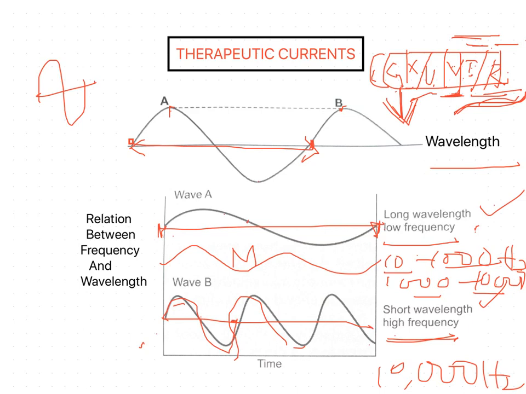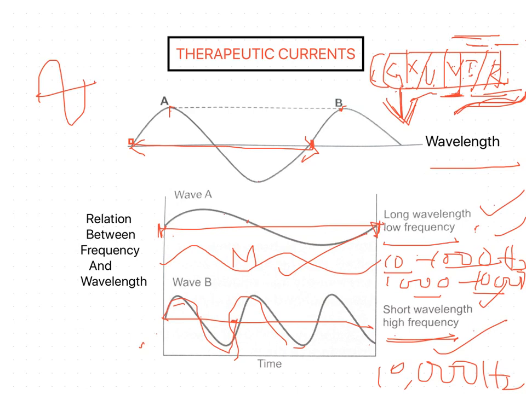Based upon frequency, the therapeutic currents are classified into three types. One is the low frequency currents, next the medium frequency currents, and then the high frequency currents. Normally the medium frequency currents have three types: Russian current, Reebox current, and interferential currents. The high frequency currents have four therapeutic uses: microwave diathermy, shortwave diathermy, long wave diathermy, and ultrasound.